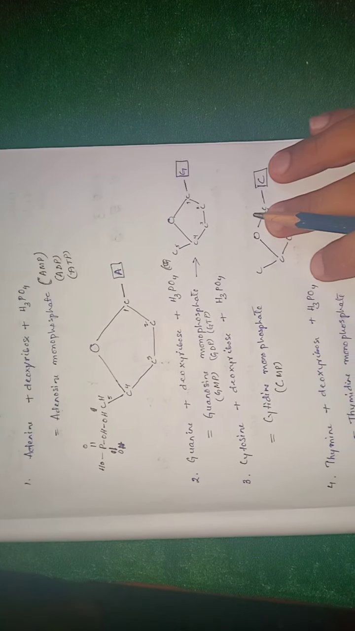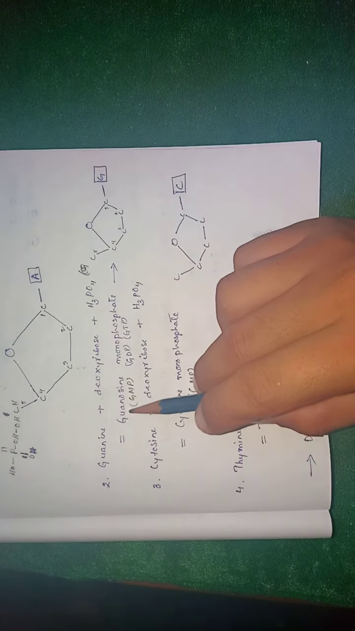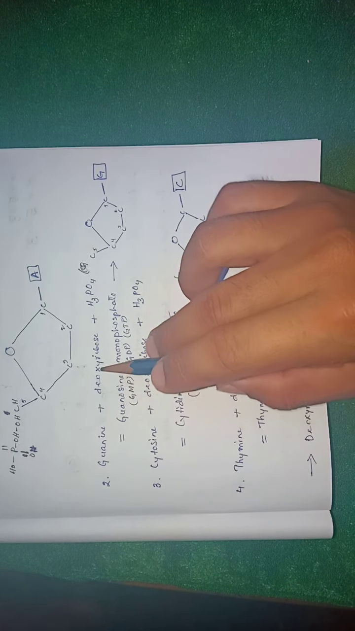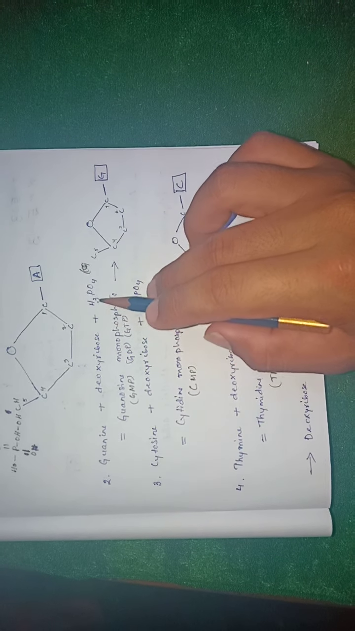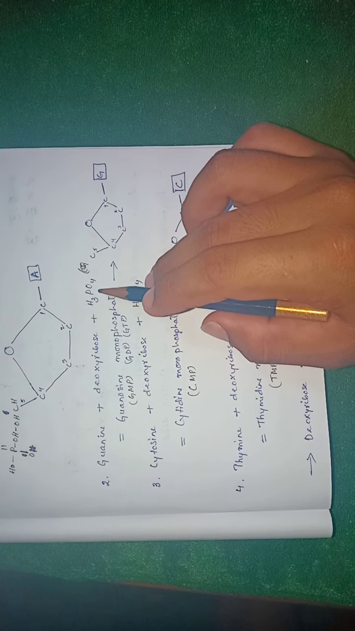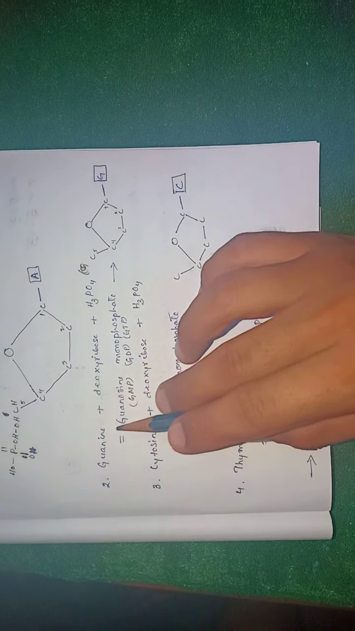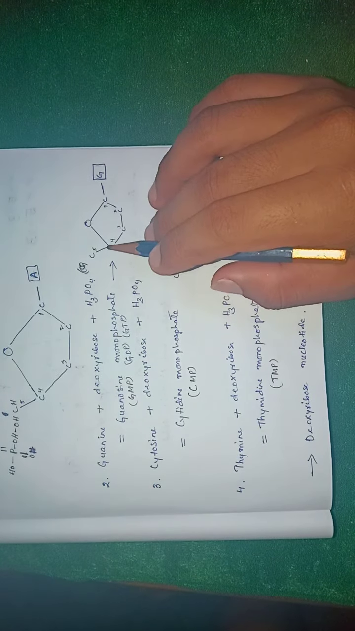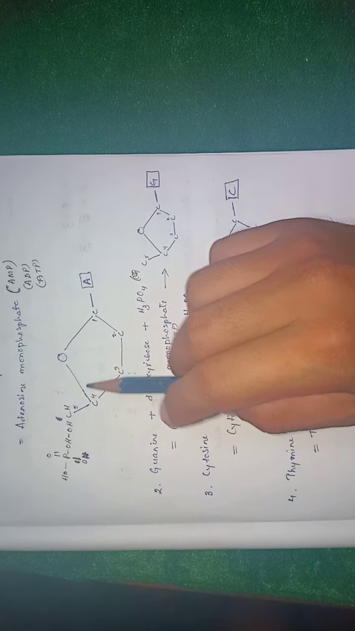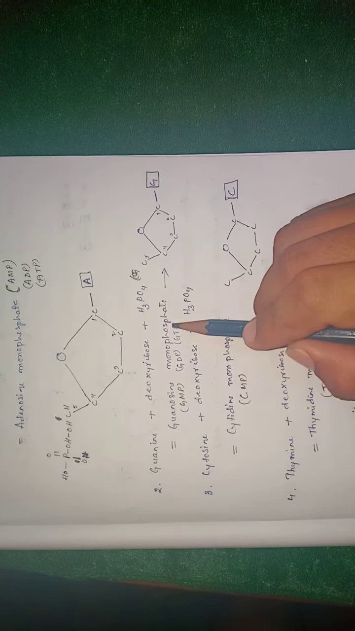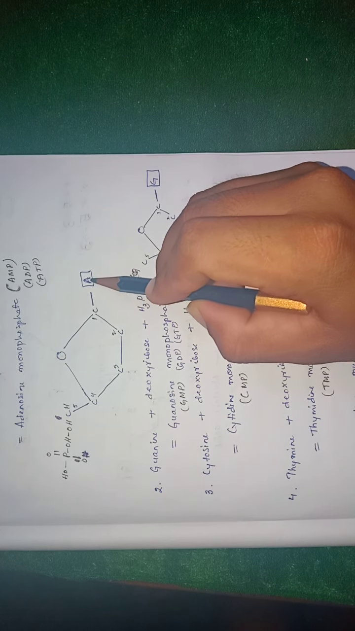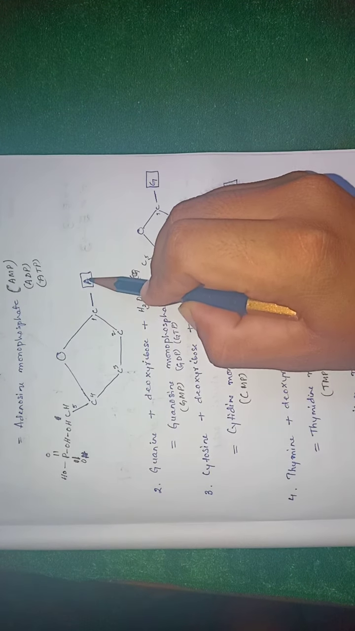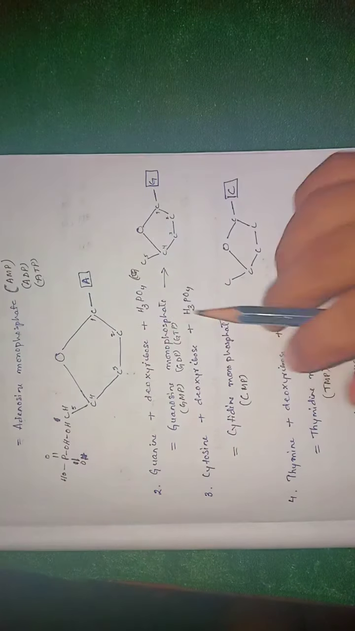Now the second type of nucleotide is the guanosine monophosphate. Guanine plus deoxyribose sugar plus H3PO4, that is phosphoric acid. So this will give rise to guanosine monophosphate, and structurally it will be like this. It's the same, but in the case of guanosine monophosphate, the adenine will be replaced by G. So here it will be G. The others all remain the same.